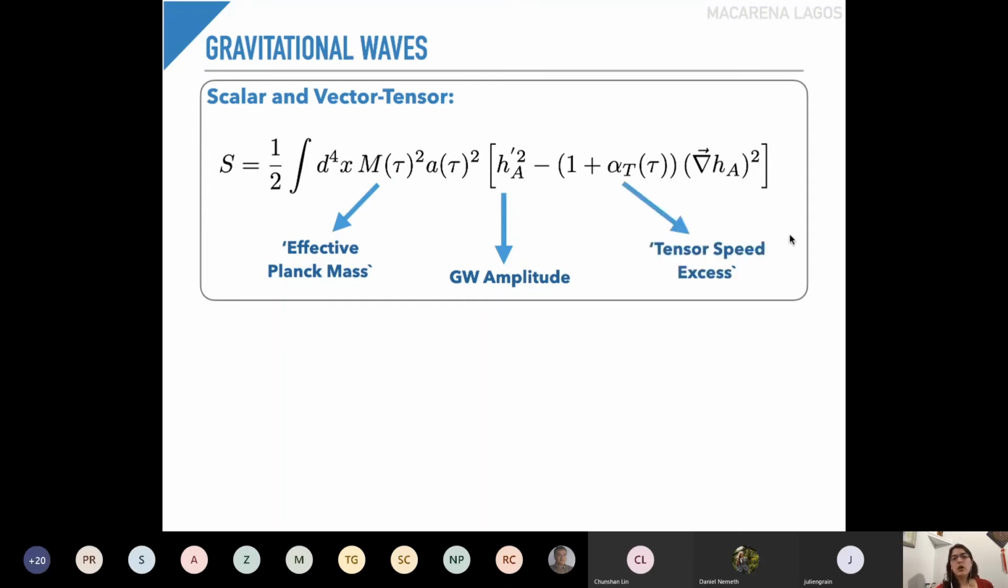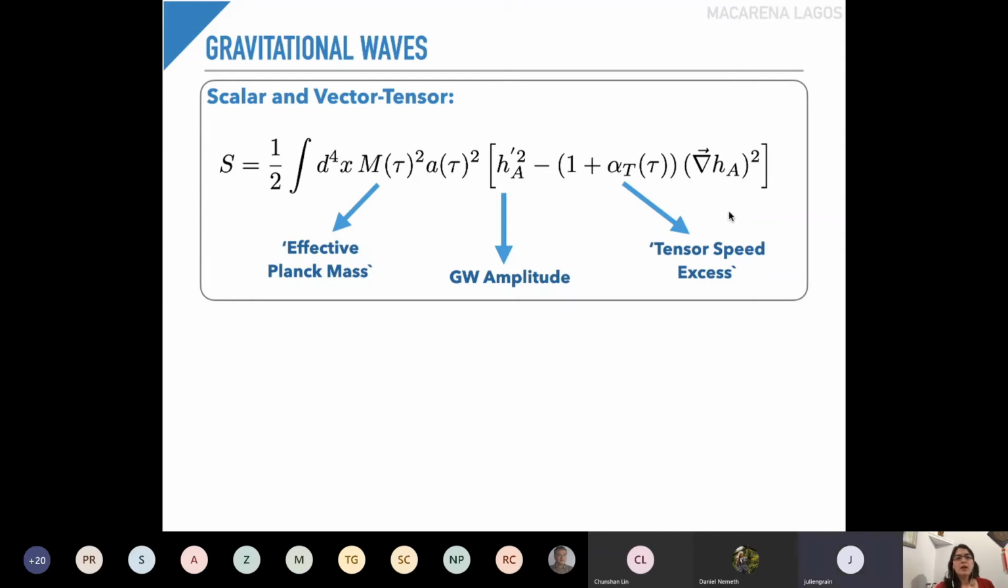And now the second one is the tensor speed excess, alpha t, that I also mentioned before. This alpha t changes the propagation speed of gravitational waves. When alpha t vanishes, then waves propagate at the speed of light, but for any non-zero value of alpha t, there is a non-zero deviation from the speed of light.